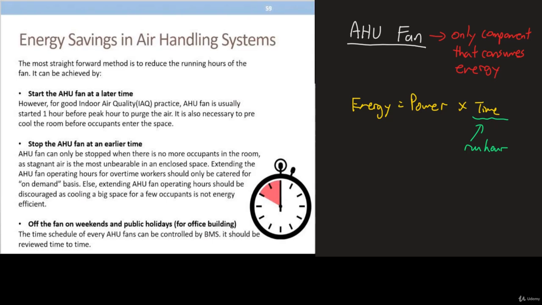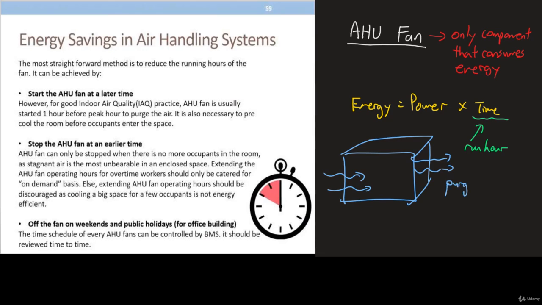So usually, before the occupants enter a space, they will try to purge the air in the room overnight. That's why they will start 1 hour before peak hour to purge the air, or also to pre-cool the air. So this is some of the challenges you may face. Although you want to start the AHU at a later time, you cannot do it because of good indoor air quality practice. You will have to purge the air first.